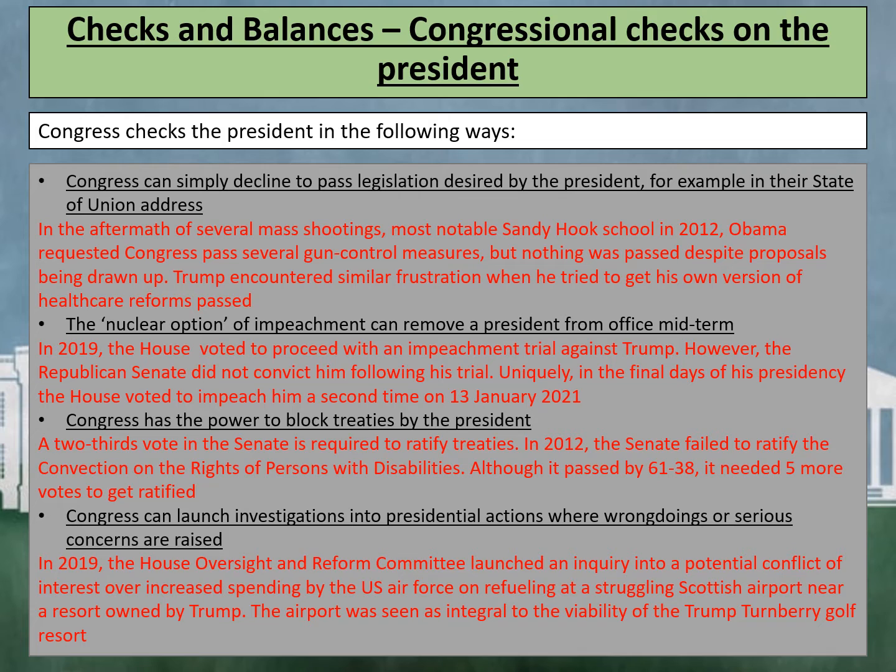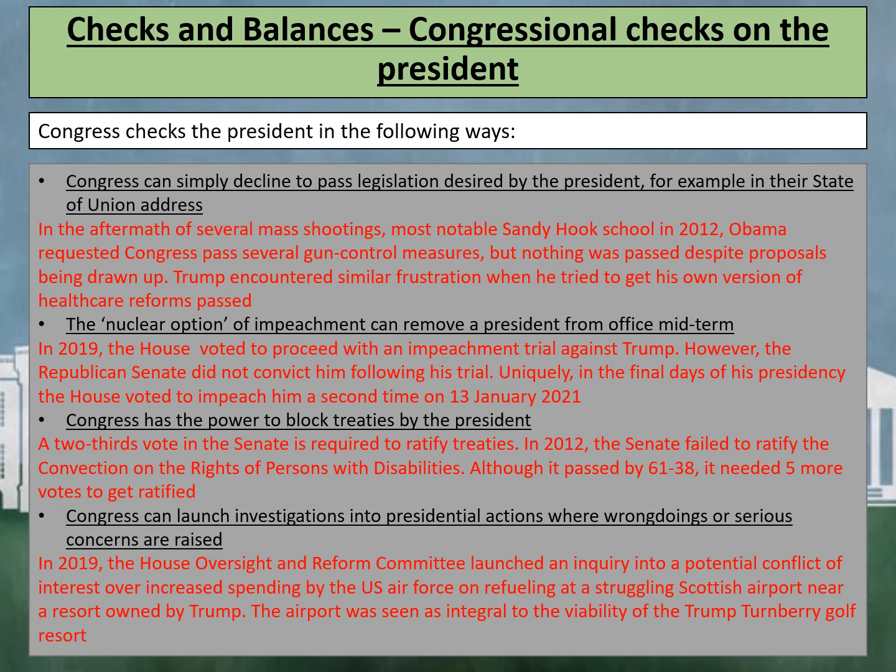The nuclear option of impeachment can remove a president from office mid-term. In 2019, the House voted to proceed with an impeachment trial against Trump. However, the Republican Senate did not convict him following his trial. Uniquely, in the final days of his presidency, the House voted to impeach him a second time on the 13th of January 2021.